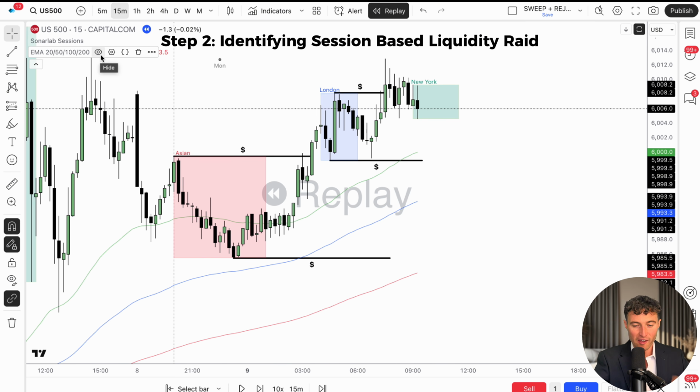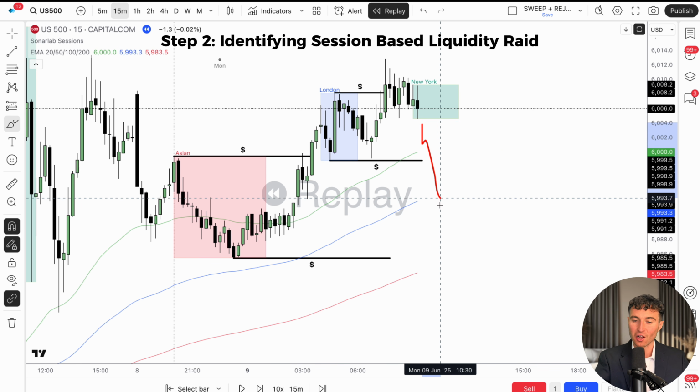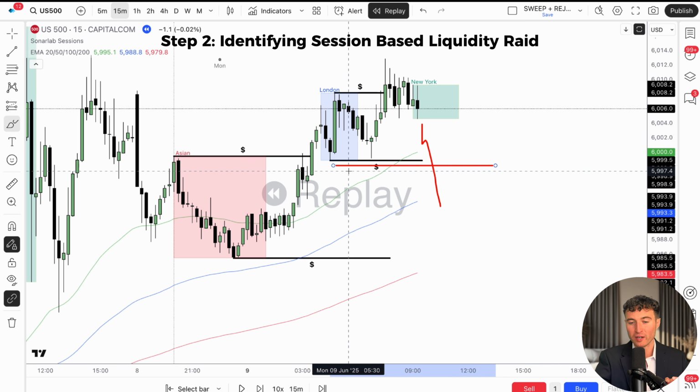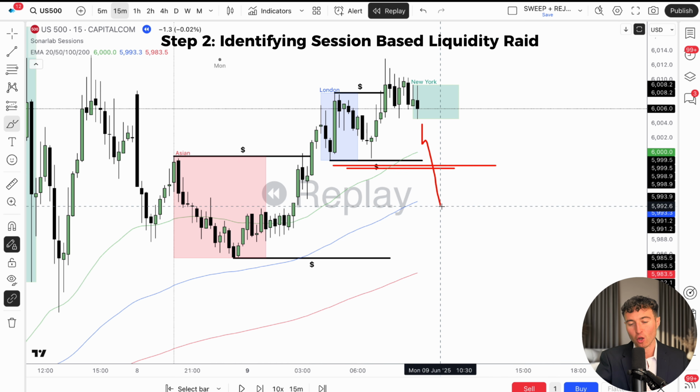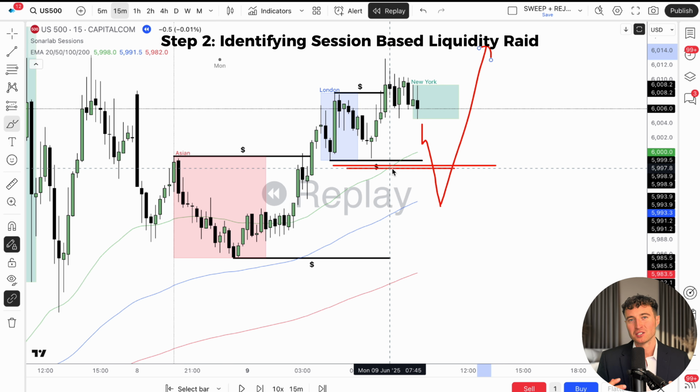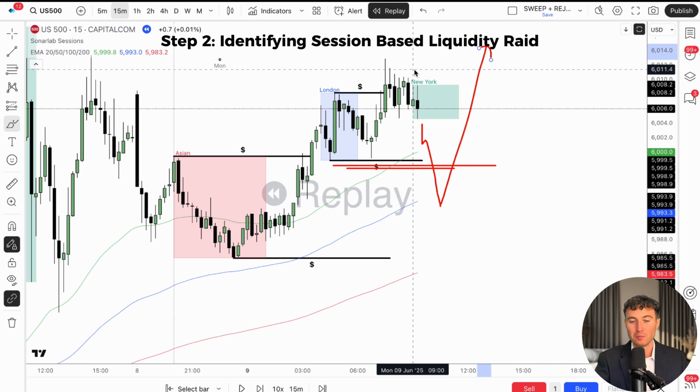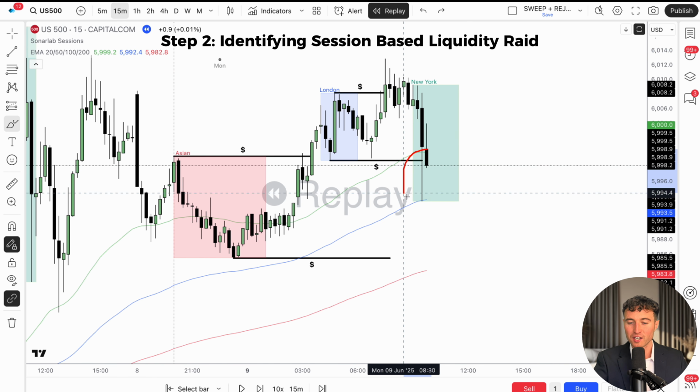So if we are long bias in the market, we're looking for a raid of sell-side liquidity below a previous session low, and then we can look for a continuation higher. So it's very important when you're trying to work out how to use liquidity raids that when you are bullish in the market, you need to see a raid of sell-side liquidity. And vice versa, let's say you're sell bias in the market, you need to see a raid of buy-side liquidity before you can look for a shorting opportunity. And so this is a raid of liquidity right here.